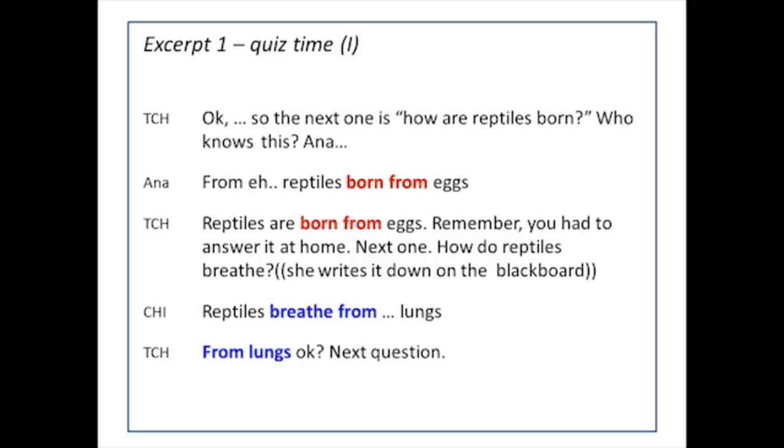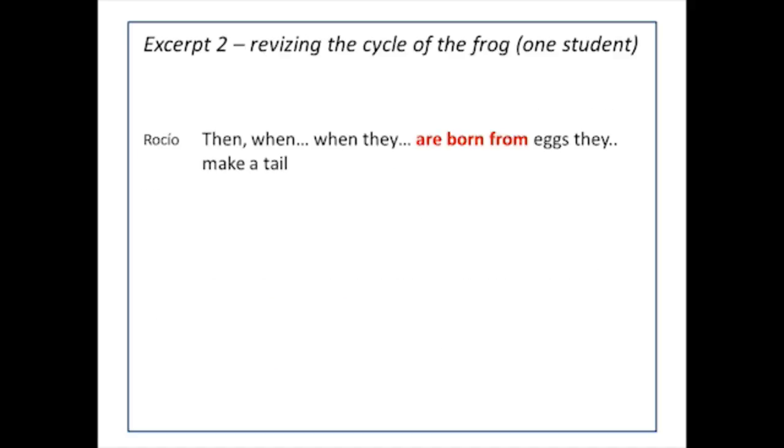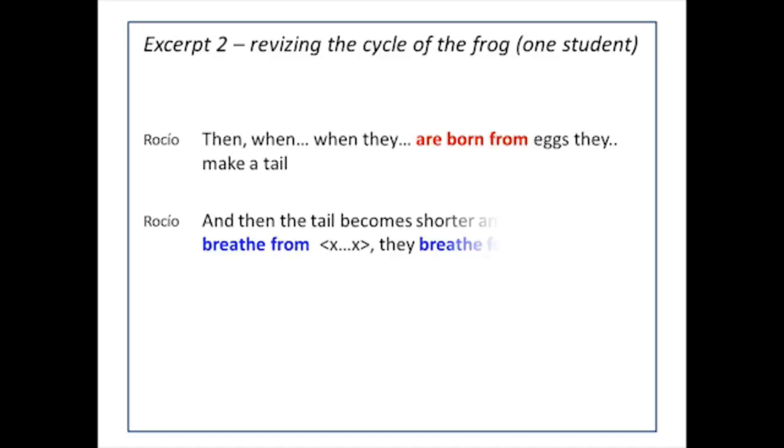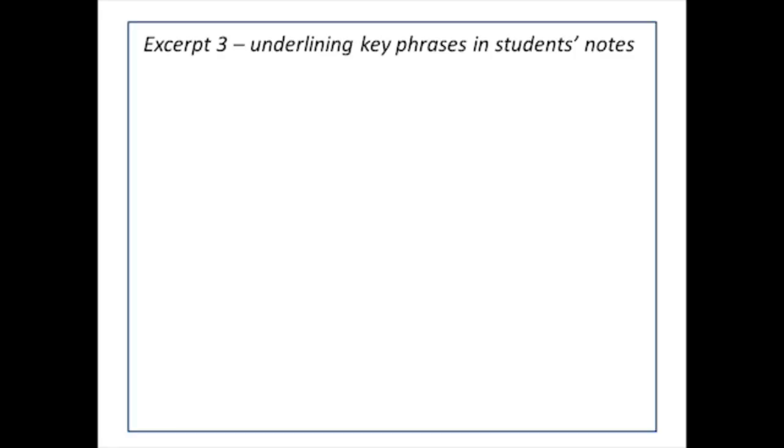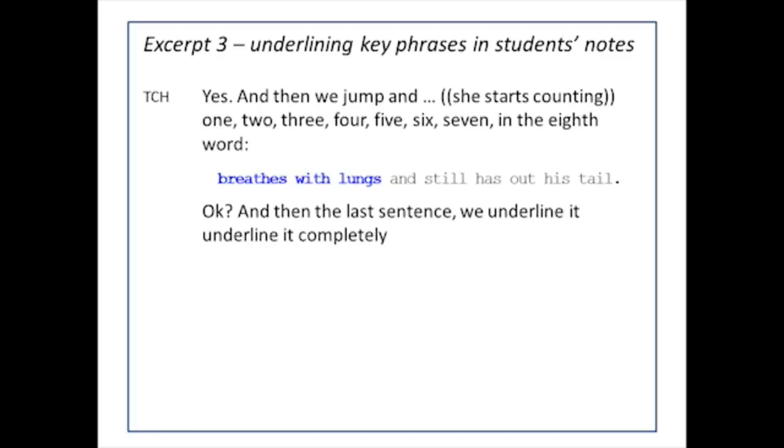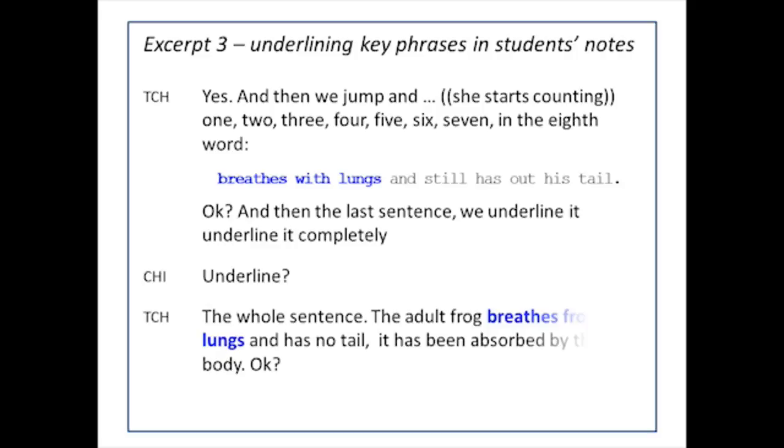This is important. This is the input children are getting. Okay, then one student has to explain the whole cycle. Okay, so they are born from eggs, then they breathe from lungs. Going on, from lungs, okay. Yes, you got it right there. Then, underlining in books. So the teacher says, well, underline breathes with lungs. She's reading from her own notes. This is the only reason why she has it correct this time. Because when a student asks, underline, she says, yes, you underline breathes from lungs. I just told you.